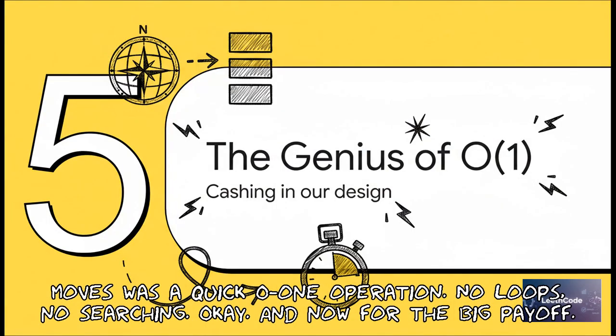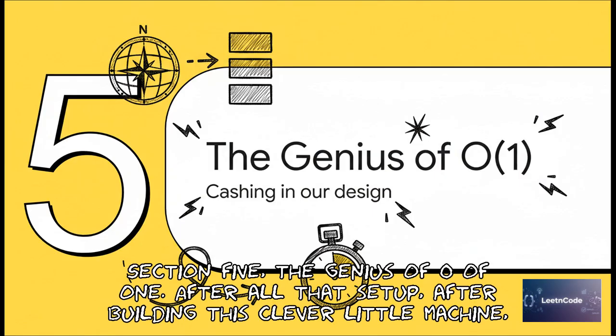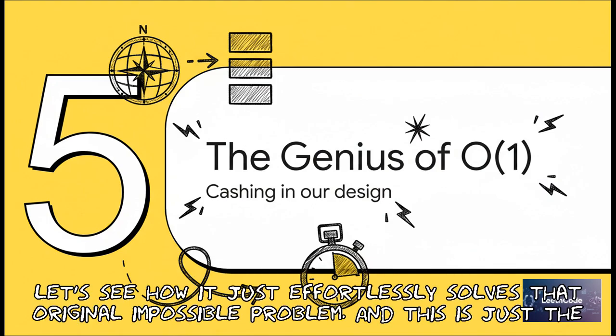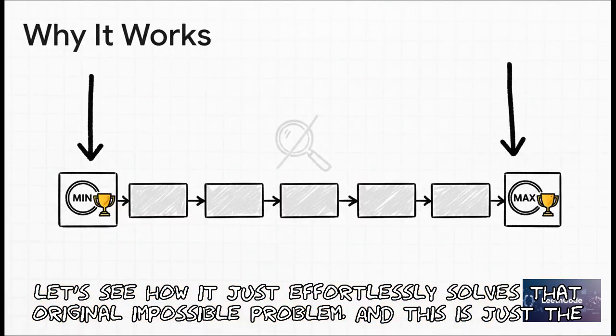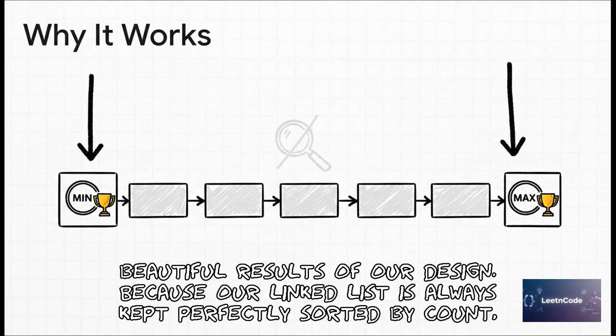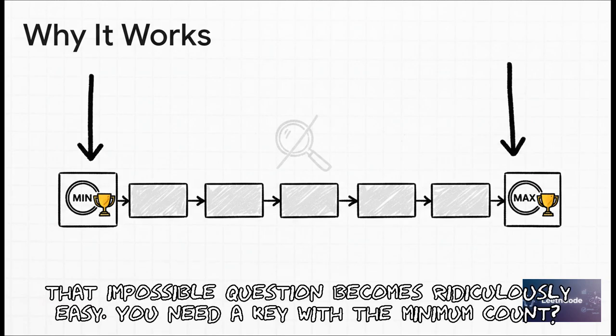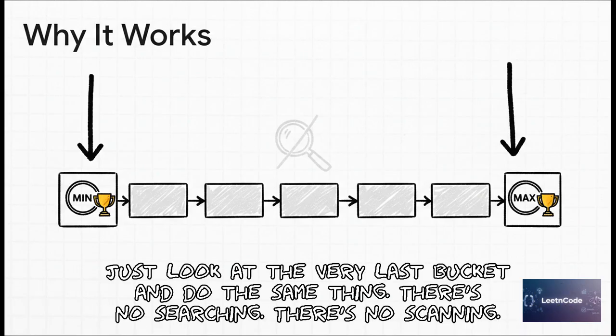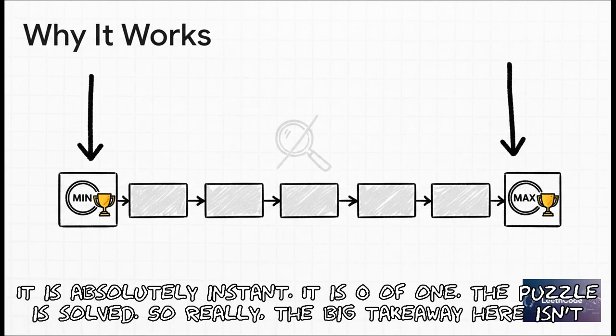Okay, and now for the big payoff. Section 5, the genius of O(1). After all that's set up, after building this clever little machine, let's see how it just effortlessly solves that original impossible problem. And this is just the beautiful result of our design. Because our linked list is always kept perfectly sorted by count, that impossible question becomes ridiculously easy. You need a key with the minimum count? Just look at the very first bucket in the list and grab any key from inside it. You need the max? Just look at the very last bucket and do the same thing. There's no searching, there's no scanning, it is absolutely instant. It is O(1).